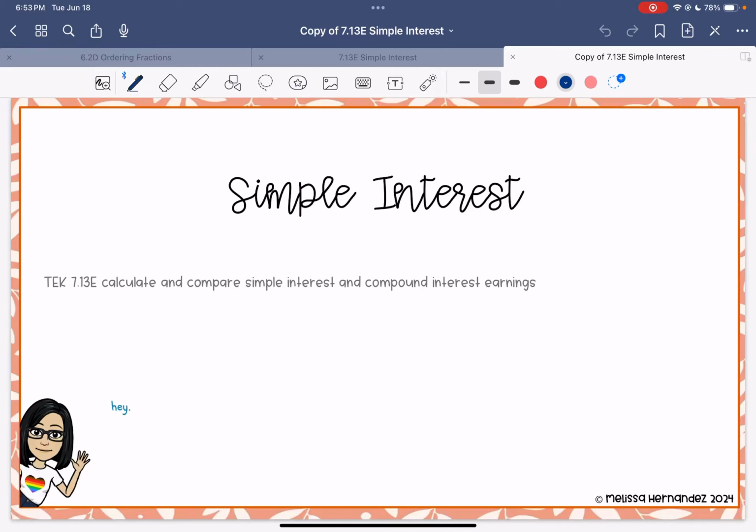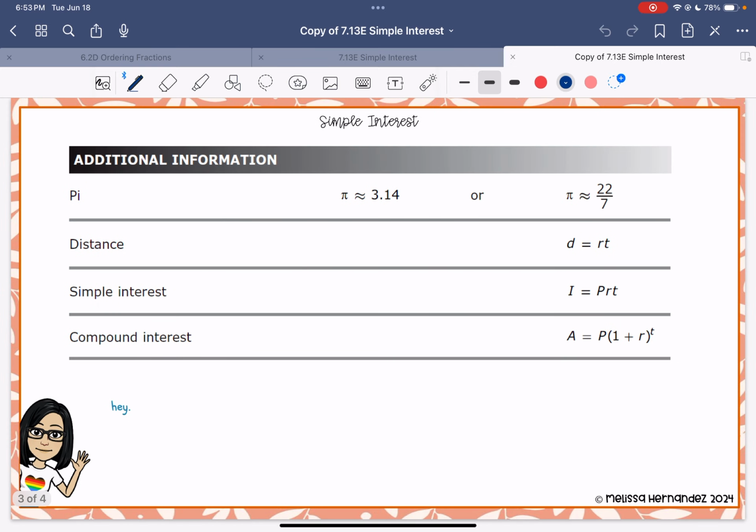All right, guys, here's another example of applying the simple interest formula from a real world situation. Just a reminder, you can find this simple interest formula on the STAR reference sheet.